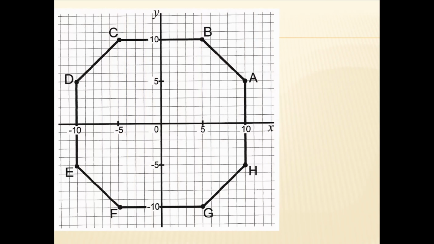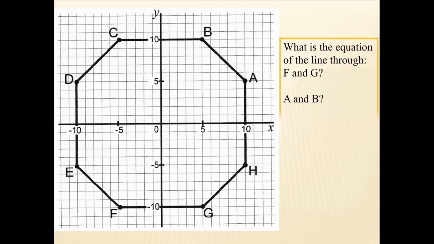But before that, let us check what we have learned so far. What is the equation of the line through F and G? You have to give the equation of the line that is joining F and G, that means this line. And you have to give the equation of the line which is joining A and B. Just based on what you have learned so far, give the answer.